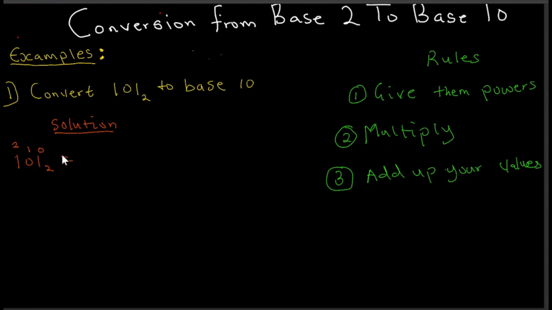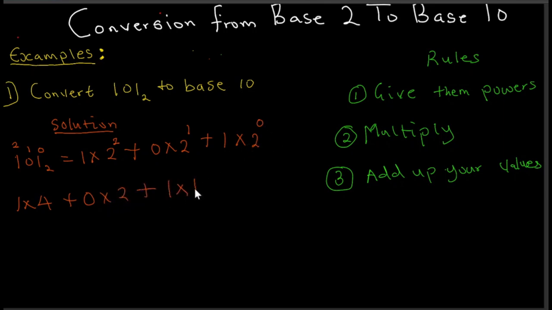So the next thing we need to do is to multiply. We're multiplying the number given to us, which is 1, by the base, which is 2, raised to the power of 2, plus 0 times the base raised to the power of 1, plus 1 times 2 raised to the power of 0. So let's work out the powers first. We have 1 times 2 to the power of 2 is 4, plus 0 times 2 to the power of 1 is 2, plus 1 times 2 to the power of 0. Any number to the power of 0 is 1. So let's multiply again. 1 times 4 is 4, plus 0 times 2 is 0, plus 1 times 1 is 1, which will give us 4 plus 0 plus 1, which is 5.